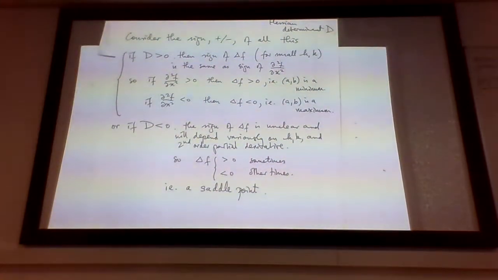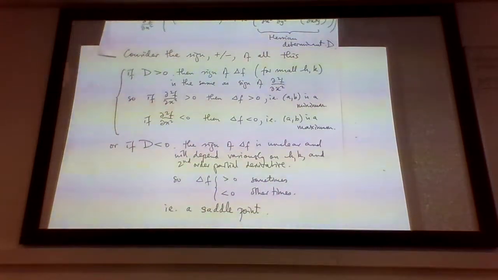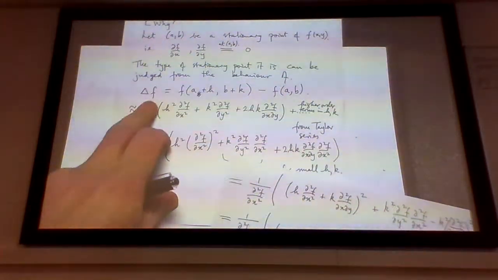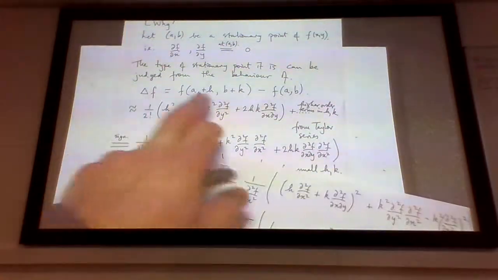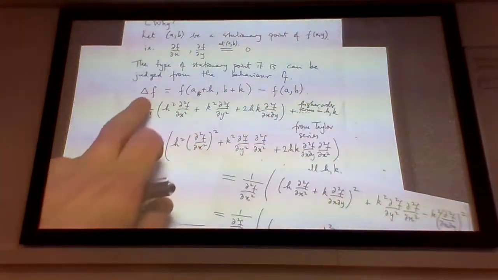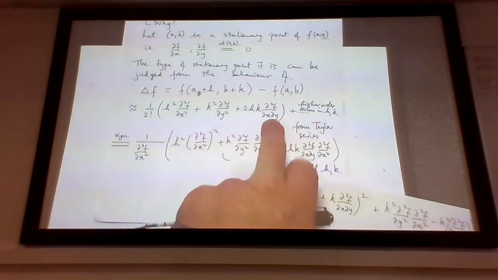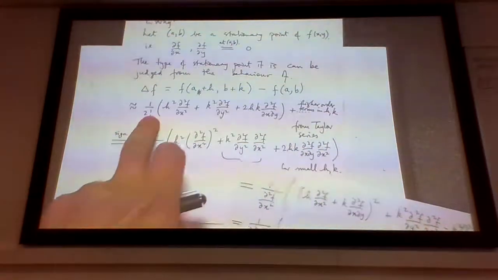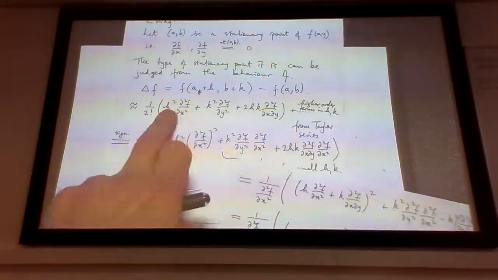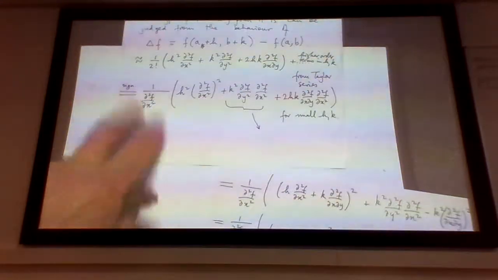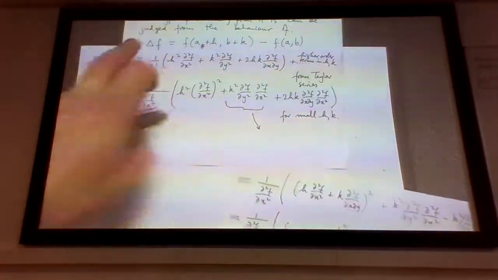So that's a nice way of tying the two things together, showing how the concept of the Taylor series, which allowed us to approximate the change in value of the function f at a nearby point to the stationary point, approximate it by only considering the second order terms. And the sign of delta f will then be the sign of whatever this expression is, at least for small h and k. We're only focusing on the sign of it so we can forget about the half.